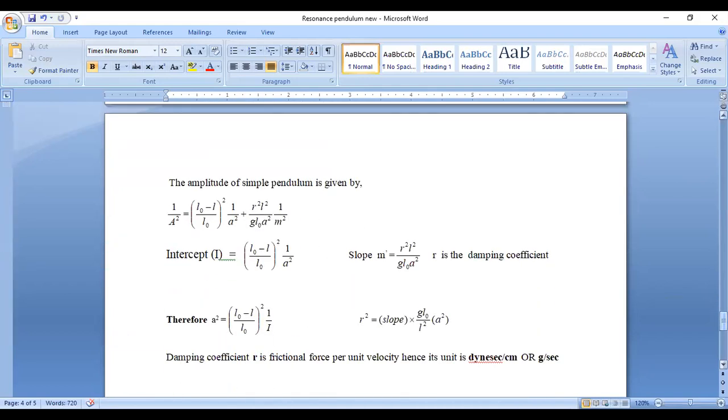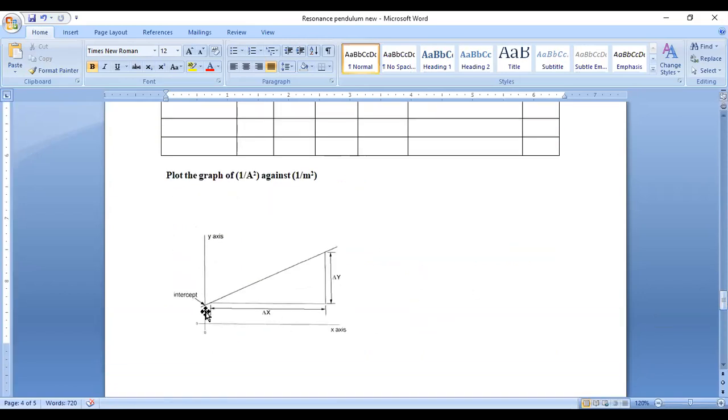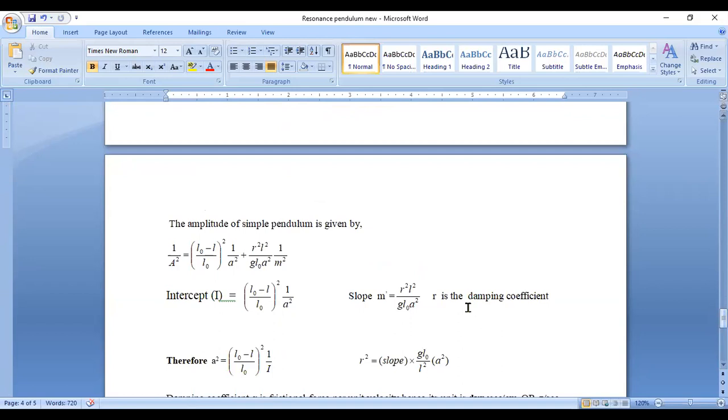and once you find out the slope, you have a slope value. Slope is R square L square upon G L0 a square. So 1 upon a square you can find out from the intercept. Once you plot the graph, you find this intercept. If you know the intercept, you put the value of the intercept as per the scale and find out 1 upon a square. And once you know a square, you can put 1 upon a square here, right?